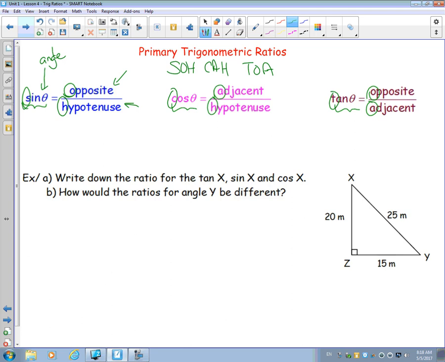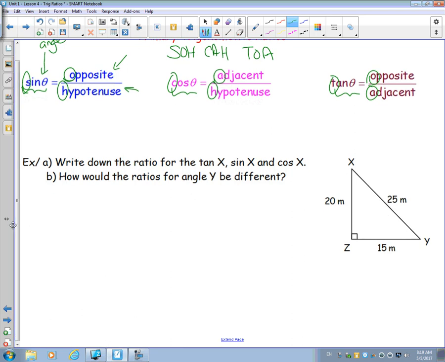So let's take a look at an example. And there's a lot of big ideas here. So we're going to take a look at some examples. So example 1. Write down the ratio for the tan x, sine x, and cos x. Now putting the letter x here is saying, here's my angle. Angle x.